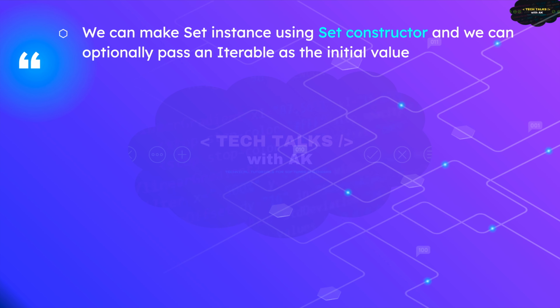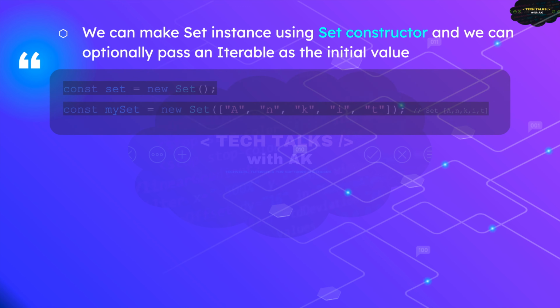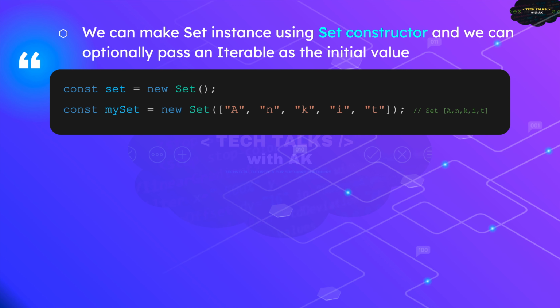We can make a set instance using the Set constructor, and we can optionally pass an iterable as the initial value. Here is an example: const mySet = new Set, with the values we can pass a, n, k, i, t. So the set now has these values a, n, k, i, t.